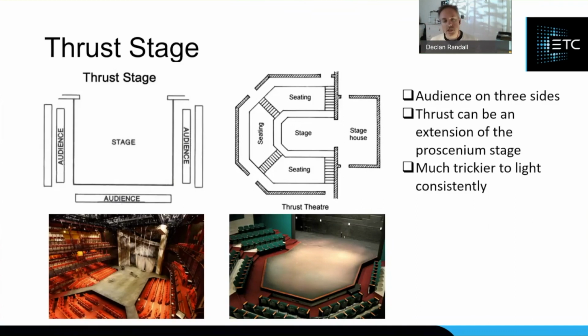I find thrust stages are really, really tricky to light because you have people moving through this room behind the traditional 4th wall where you have consistent lighting positions, and all of a sudden they come forward into the thrust, and the light quality changes. It's a really difficult thing to deal with.